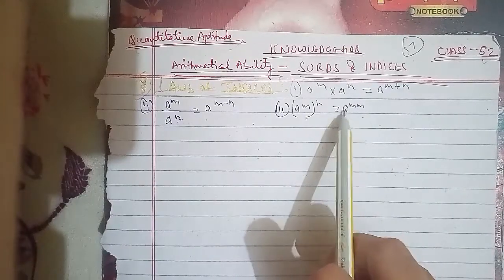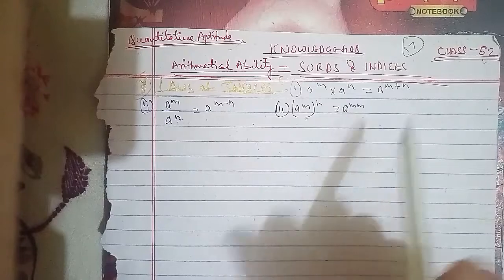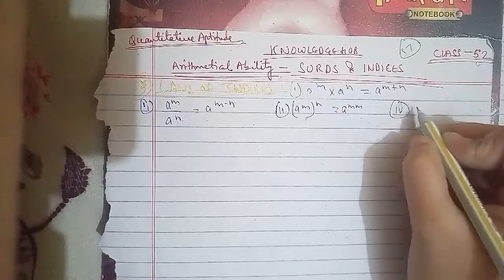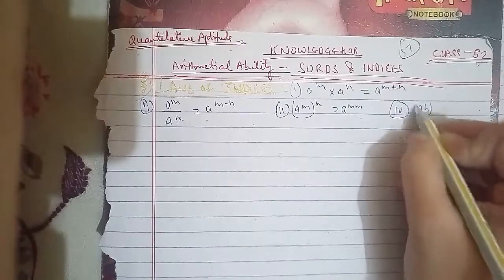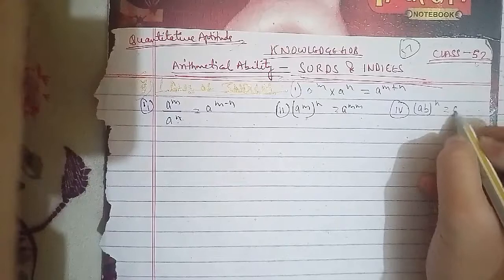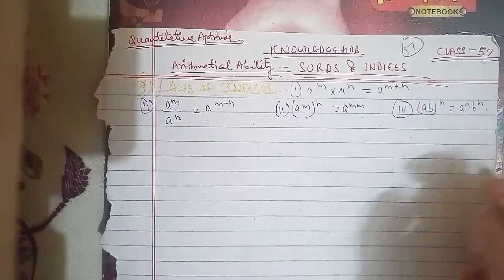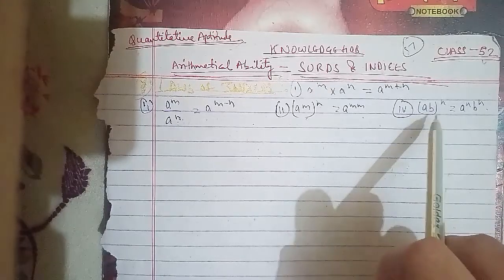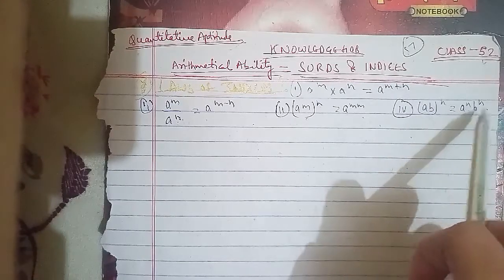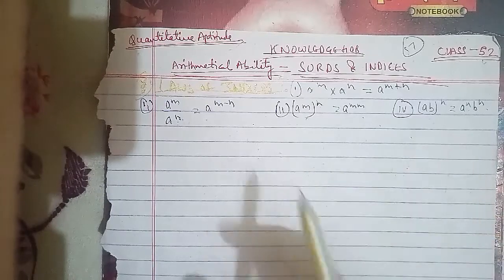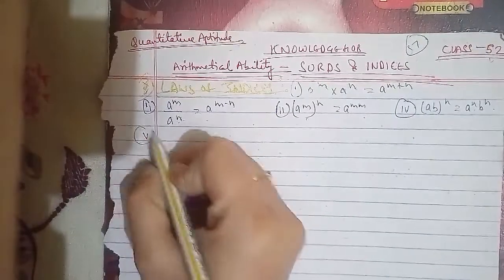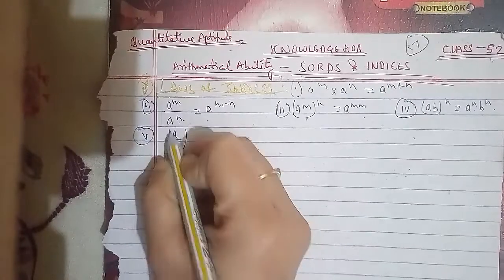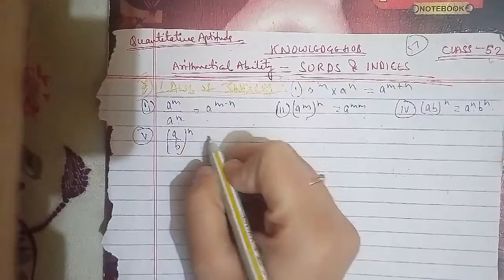We have a b whole power n equals a power n and b power n here. If both a and b have the power n, then you write a power n and b power n. Let's go ahead with the fifth one, that is a upon b whole power n. If a upon b has the power n, you will divide it in the form of a power n and b power n here.